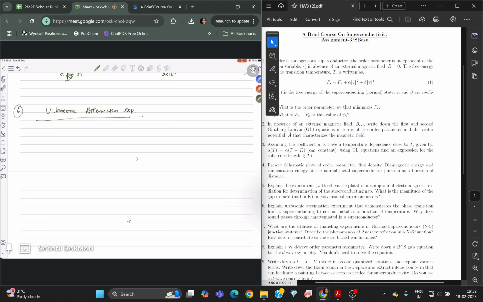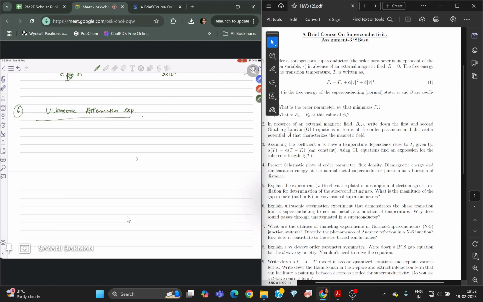That demonstrates the phase transition from superconducting to normal state as a function of temperature. Why does sound pass through unattenuated in a superconductor? So ultrasonic waves interact with electrons, those conducting electrons in the metals, leading to attenuation due to electron phonon scattering.